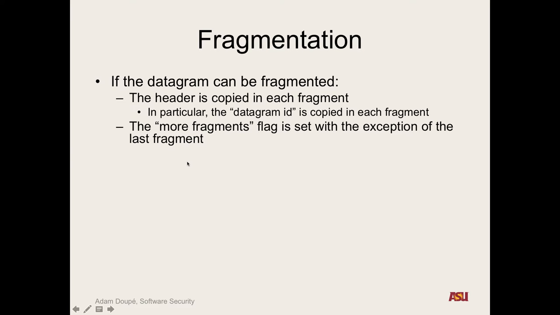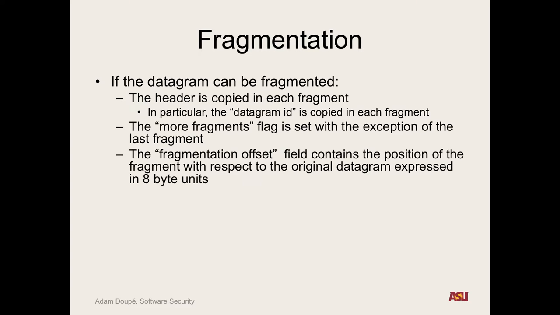Then we know the ordering from the more fragments flag, which is set for all but the last. Then there's a fragmentation offset field, which specifies the position within the original datagram. If we take a packet and fragment it into two, the first one's offset is going to be zero because that data is there, and the second one's offset should be the size of the first fragment.